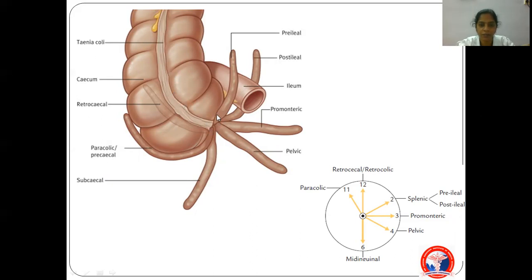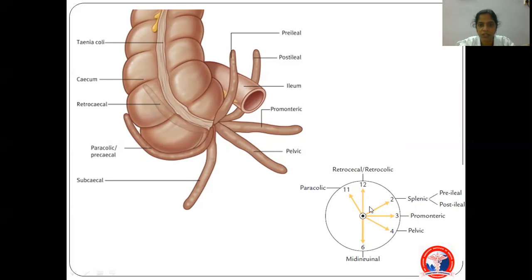Now we can see the types. First one, in this picture, 11 o'clock, paracolic, on the side of the ascending colon. The next type is retrocecal or retrocolic, behind the cecum. The appendix tip will be pointing behind. It passes behind the ascending colon and goes towards the liver. So it is retrocecal, 12 o'clock position.